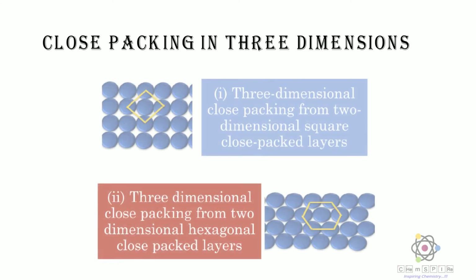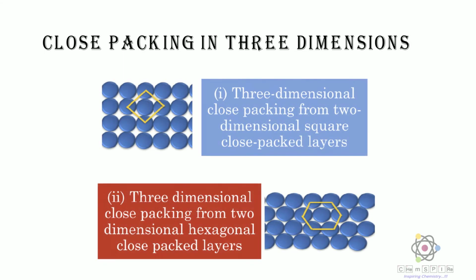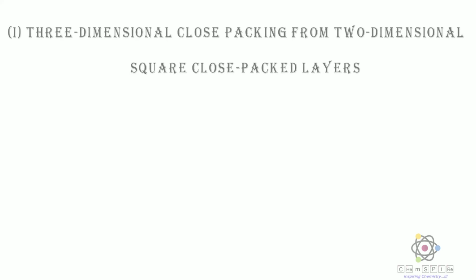Close packing in 3 dimensions. Here, again, 2 types of arrangements are possible: 3-dimensional close packing from 2-dimensional square close packed layers, and 3-dimensional close packing from 2-dimensional hexagonal close packed layers. First, 3-dimensional close packing from 2-dimensional square close packed layers.